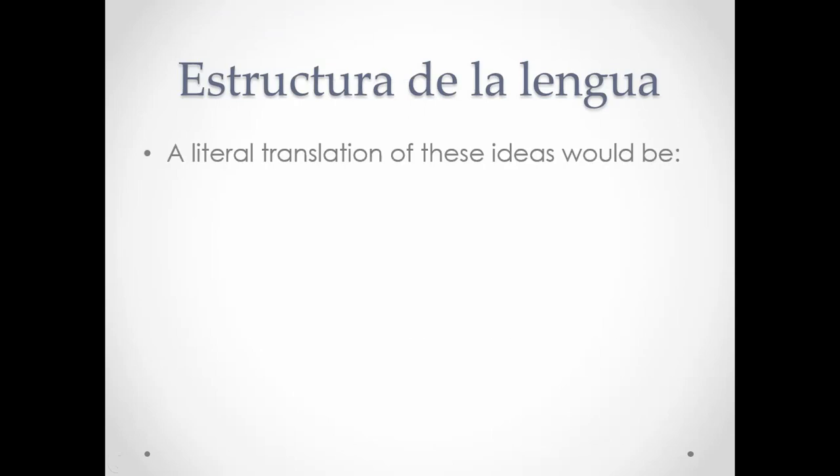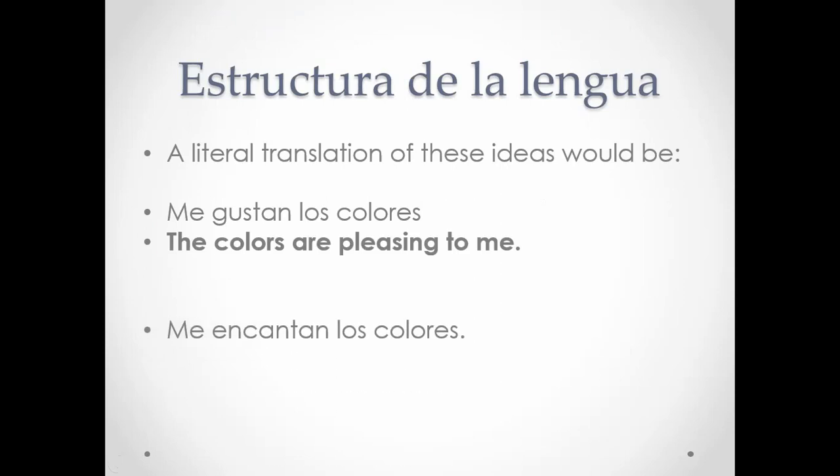Okay, so the structure is very different between English and Spanish for expressing things that you like or love. If I translated literally those two sentences on your sheet there, Me gustan los colores would mean the colors are pleasing to me. So the subject of the sentence is the colors. Me please the colors is an actual grammatical, in the same syntactical order. Me encantan los colores. The colors are enchanting to me.